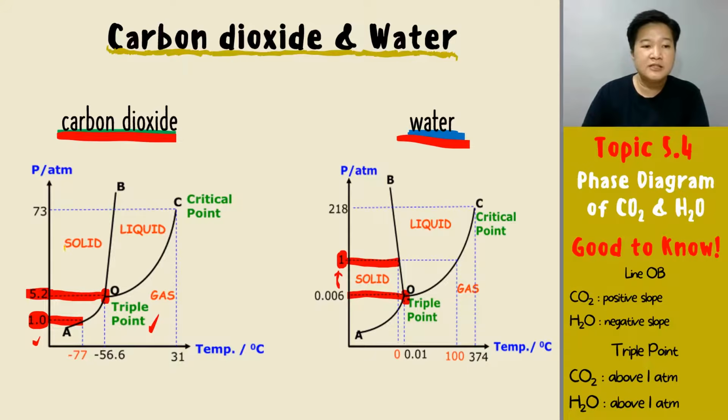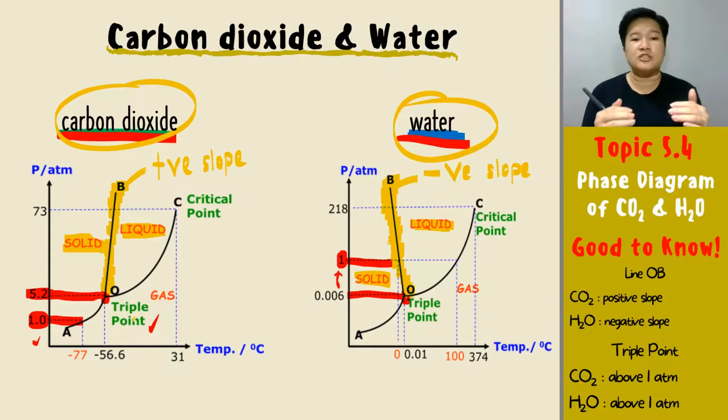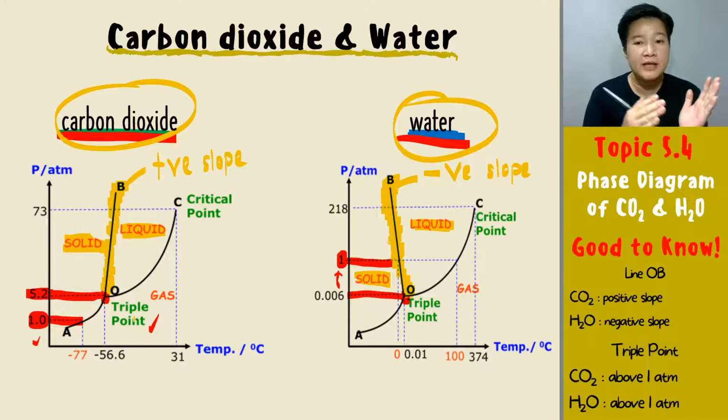The second difference is the slope between your solid and your liquid. Looking at the slope between your solid and liquid, in this case, is your line OB. Can you see that your line OB, in the carbon dioxide, must be a positive slope. While for your water over here, your line OB between the solid and liquid must be a negative slope. So these are the 2 main differences between the phase diagram of carbon dioxide and the phase diagram of water: the position of your 1 ATM and triple point, and also the slope between the solid and liquid.